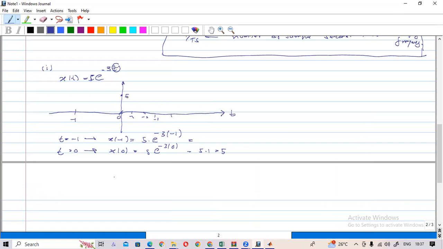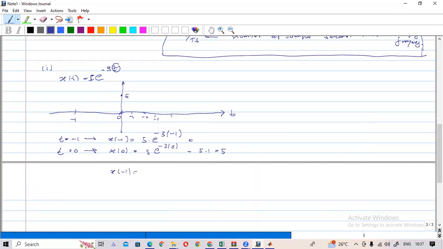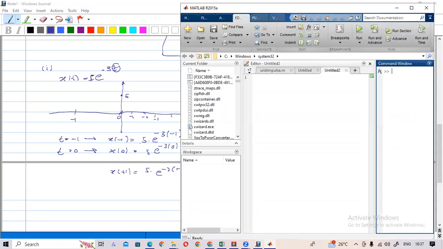Okay, and you can find when the value is minus 1. So that will be 5 e to the power minus 3, sorry, plus 1, because minus 1 we have already found. So using a calculator, using MATLAB, you can find these values. For example, if I use MATLAB, 5 e to the power minus 3 into minus 1, it will be plus, so e to the power 3. So I can write it like this: 5 multiply. I'm using that equation in the command prompt, so I can get the value directly.